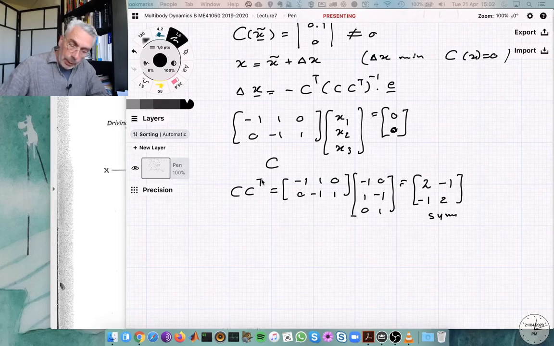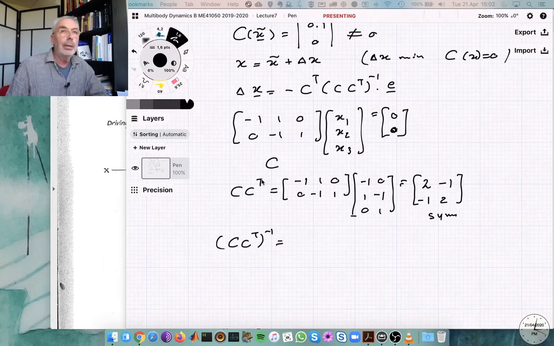Okay, so then we need the inverse of that one, so we need (C C transpose) to the power minus 1. I learned a trick to do that. First, the determinant, so that's the determinant is 4 minus 1, which is 3, so 1 over 3. And then this element is this guy.